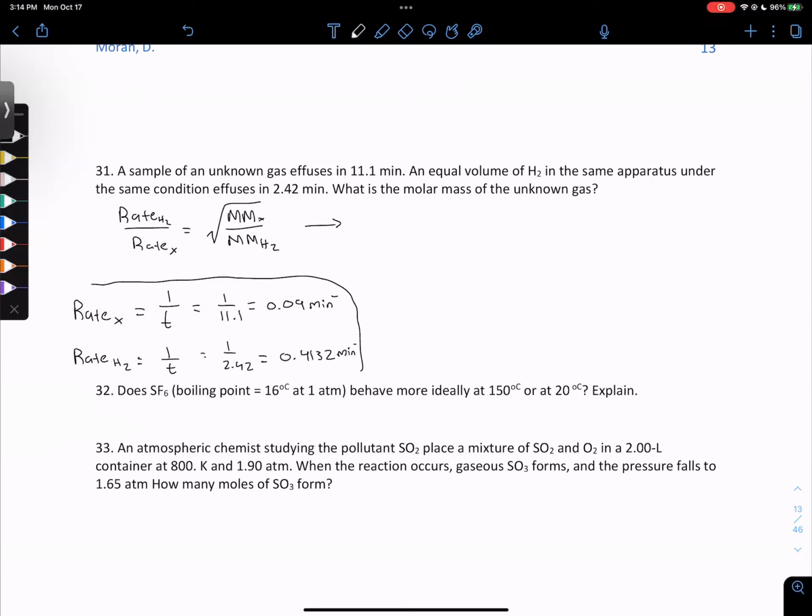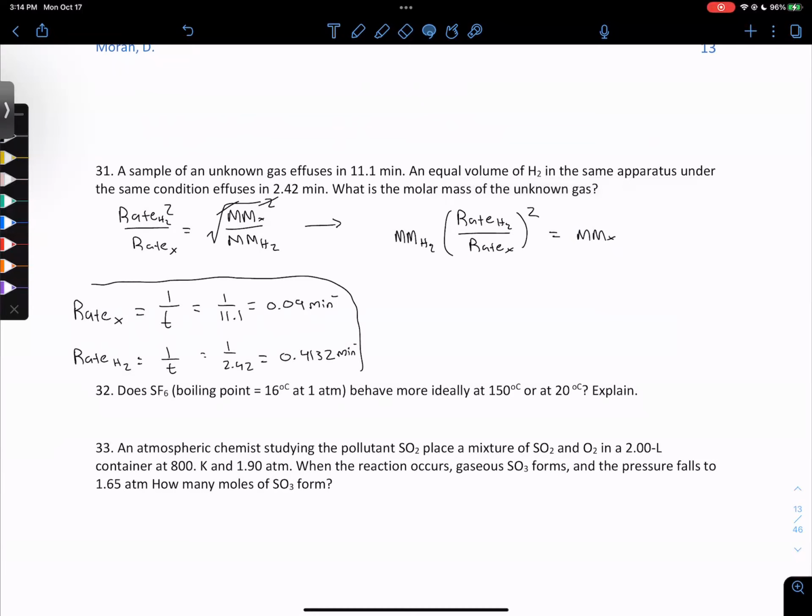I'm going to solve for the variable first, because that's how I did it on the key, and I think it's a lot nicer because then you plug everything straight in. To solve for molar mass of X, we have to square both sides to cancel out the square root. So you get rate of H2 over rate of X, all squared, equal to molar mass X over molar mass of H2. To solve for molar mass of X, we multiply both sides by the molar mass of H2, and that would cancel out. So that would be the equation.